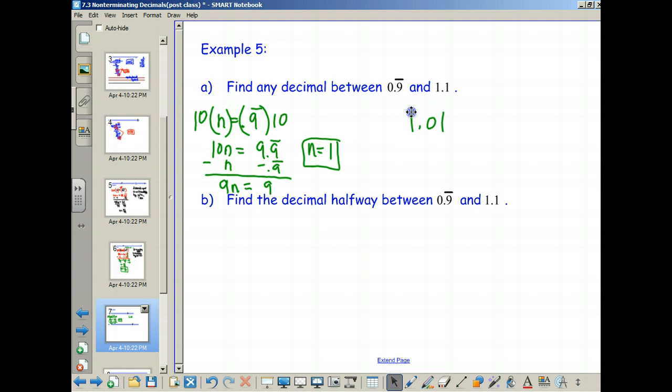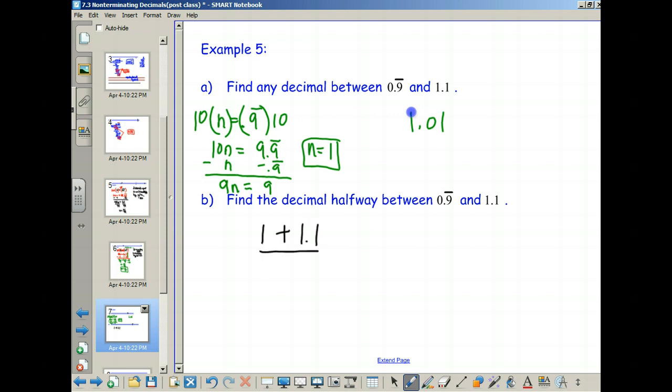That's why we want to go just a slight bit bigger. And then, in fact, on part B, it says find the number halfway between them. So now it's really helpful for me to have written it as the number 1. Because how do you find something halfway between two other values? You add them together. Okay, so I'm going to write the 0.9 repeating as the number 1 because it's easier to write.